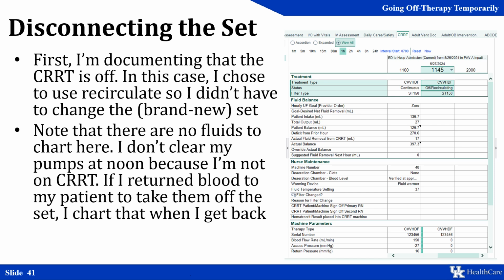First off, at 11:45, when we go off therapy, we start the CRRT flow sheet with mode, and this time for status we say off, and we're recirculating the blood. If we had taken the set down, you could say off and then either blood return or no blood return. Note there's no fluids to chart here under fluid balance because you're not actually doing therapy at this time.